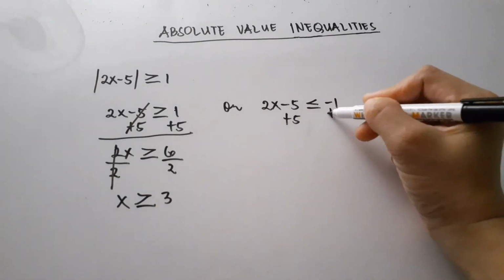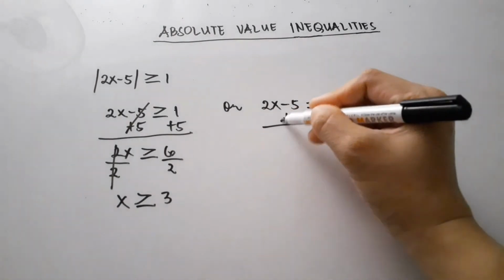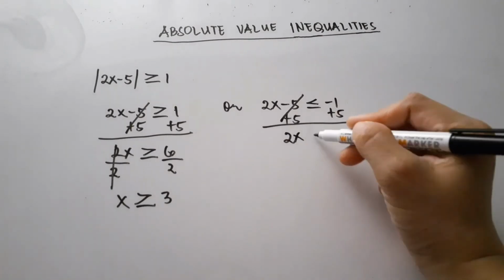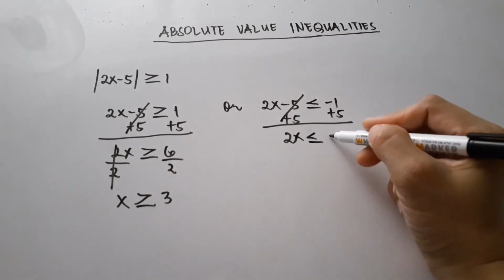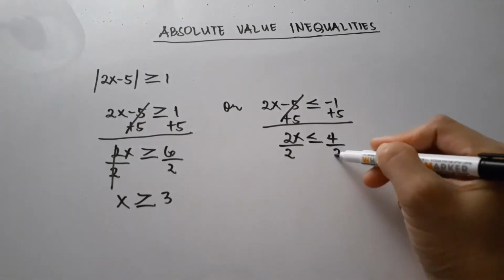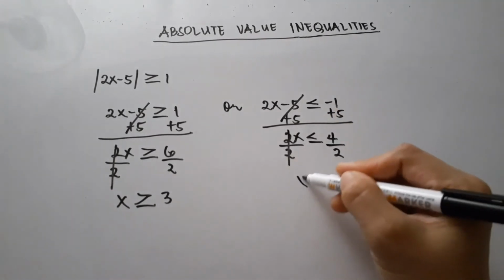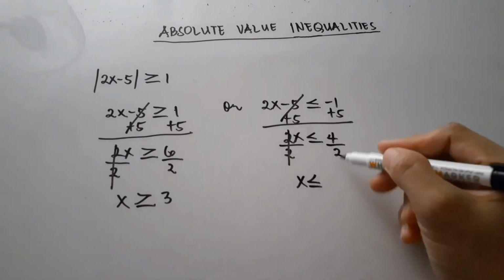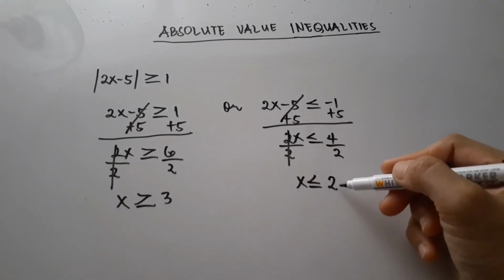For the other equation, we add positive 5 to both sides, then 2x is less than or equal to positive 4. Divide each side by 2, therefore the value of x is less than or equal to 2.